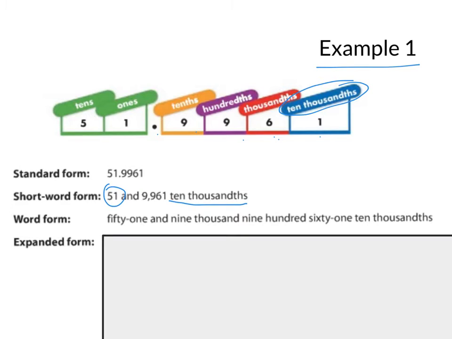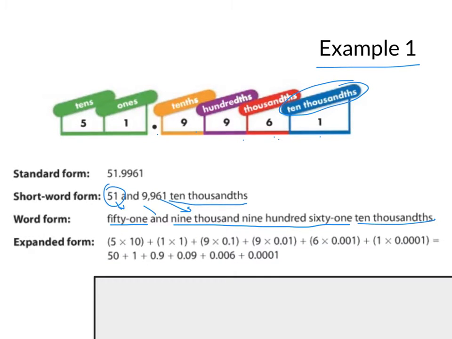All right, long word form. See, the difference here is where they write out the word. 51, 51, and that's the same. 9,961. All right, that's right there, and then 10,000s. Please tell the person next to you the difference between short word form and long word form. Pause.